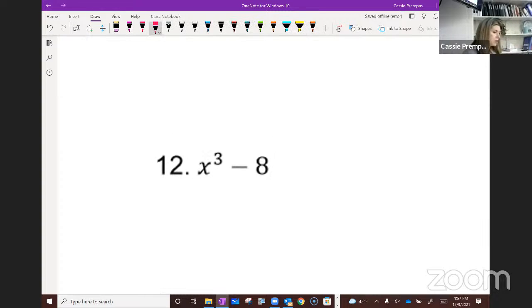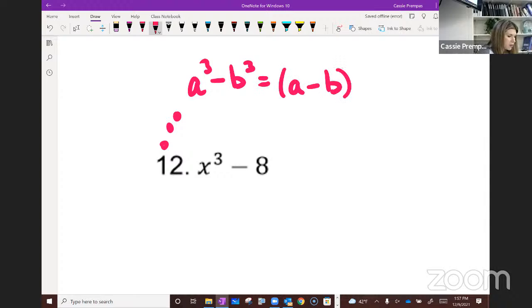So the rule, if you didn't remember the rule, or this is something that would be helpful to you to write on your note card, a cubed minus b cubed factors down into quantity a minus b times a squared plus ab plus b squared.